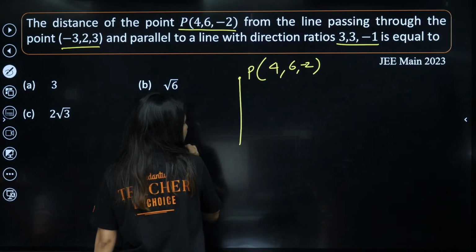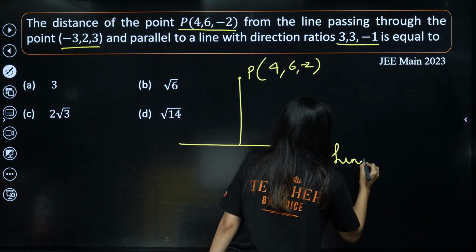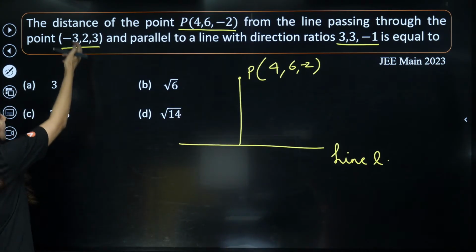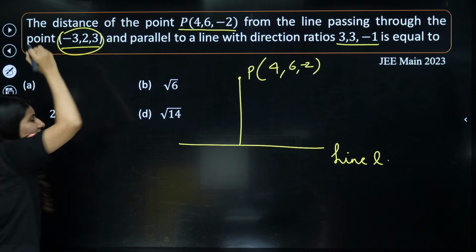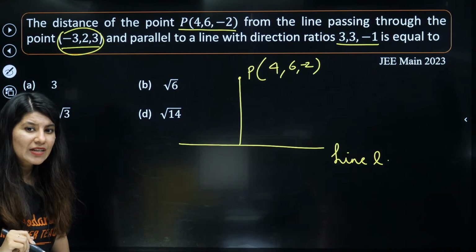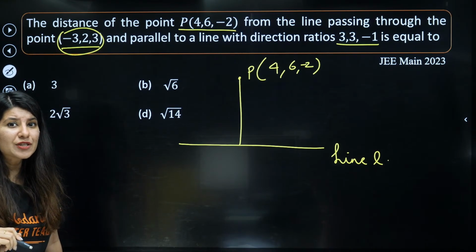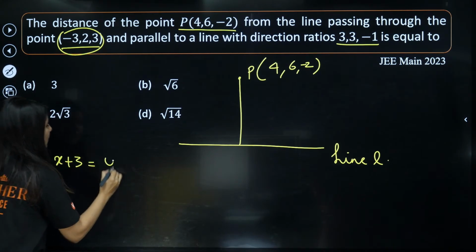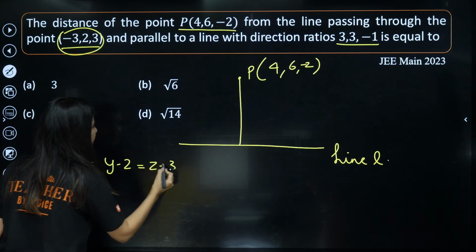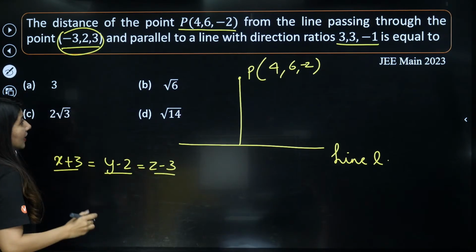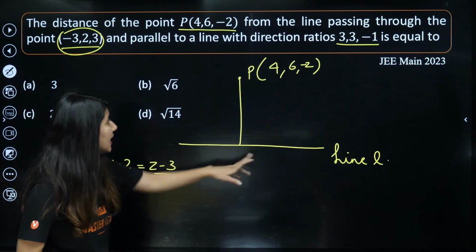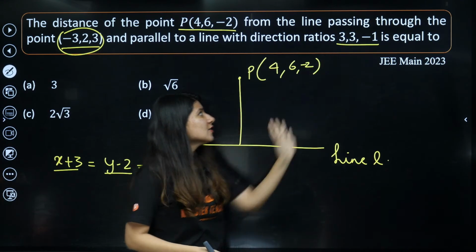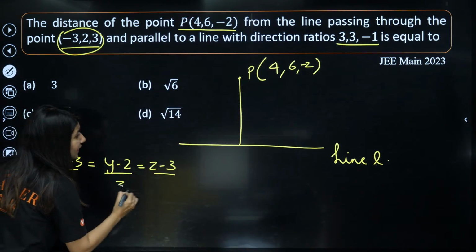So basically, let us say this is line L, right? And the question says this line is passing through this point. So can we write the equation of the line by the way? Yes, definitely. How? So x plus 3 is equal to y minus 2 is equal to z minus 3, whole upon. Now the question is saying that this line L is passing through this point and parallel to the direction ratio of this line. So basically we have the direction ratio as well, 3, 3, minus 1.